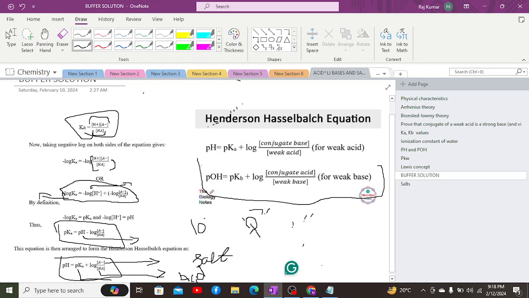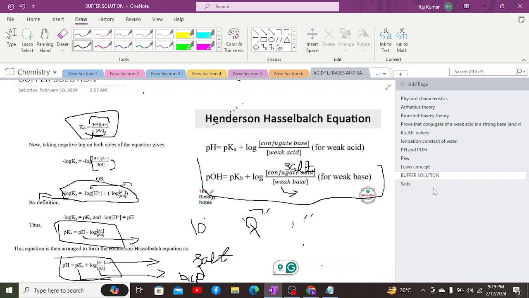So the basic buffer equation can be found with the help of pOH, which is equal to pKb plus log of salt. Here, instead of conjugate acid, we can write it as salt as well. In our book it is salt, so we are going with salt. We can also write it as conjugate acid upon the weak base, such that when both have equal concentration, there would be an ideal buffer.